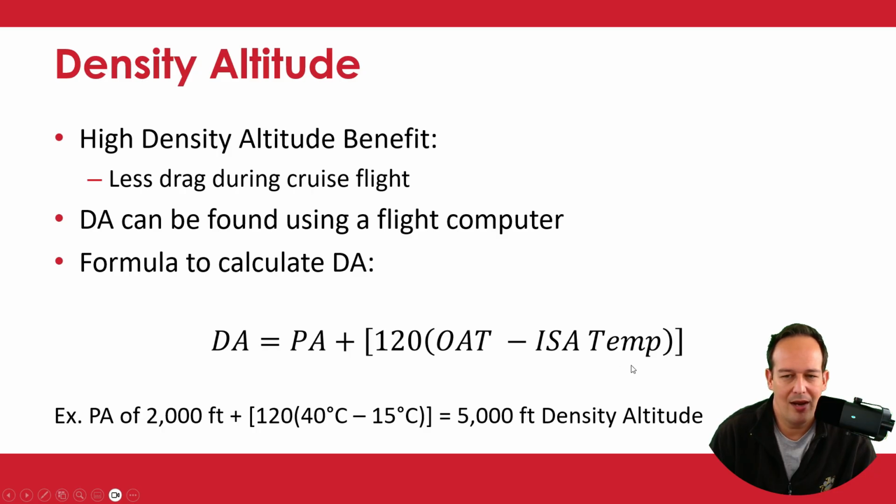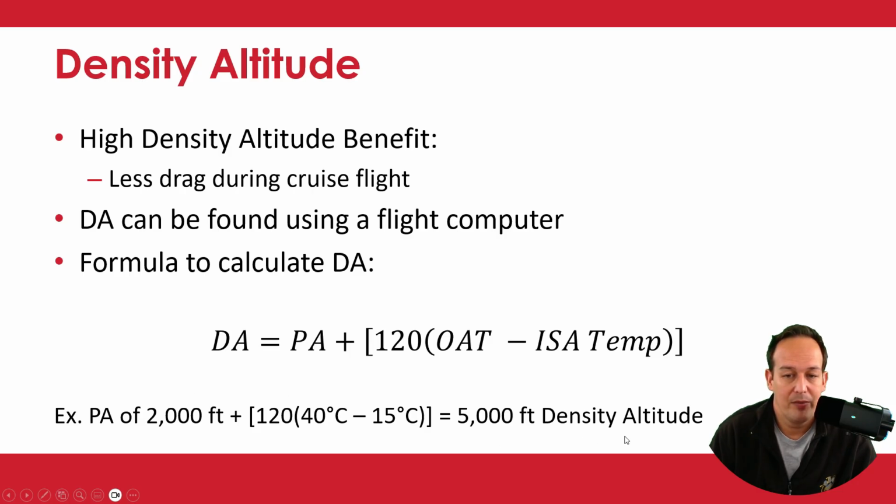Do you remember what ISA temp is? Well, that's 15 degrees Celsius. So you take whatever your outside air temperature is, subtract your ISA temperature of 15 degrees Celsius, multiply it times 120, add it to your pressure altitude, and that'll equal your density altitude. So an example of this is it's 15 degrees Celsius for ISA temperature, but it's 40 degrees Celsius outside, which is like 100 degrees Fahrenheit. So 40 minus 15, that's going to equal 25. Multiply that times 120, and then we add that to 2,000 feet.